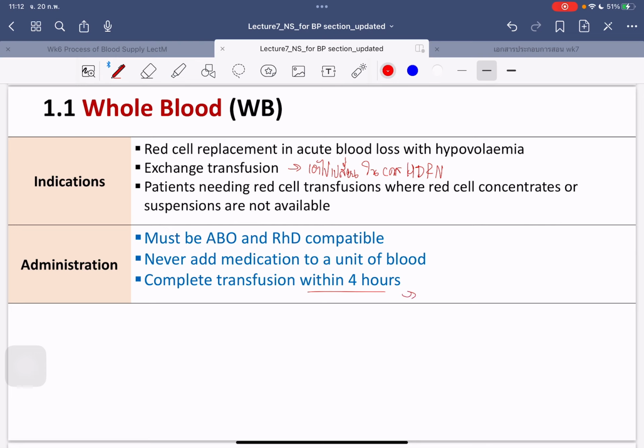It will have the risk of infection. It will have the risk of bacterial contamination during infusion to the patients. Because we do not just put the blood back directly to the patient, we have the infusion set, and we have to pass the blood through the infusion set first. If you take it too long, it will lead to contamination in that infusion set.